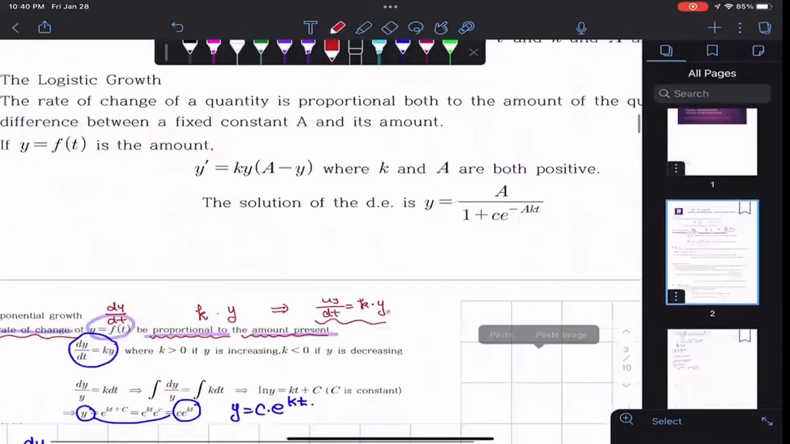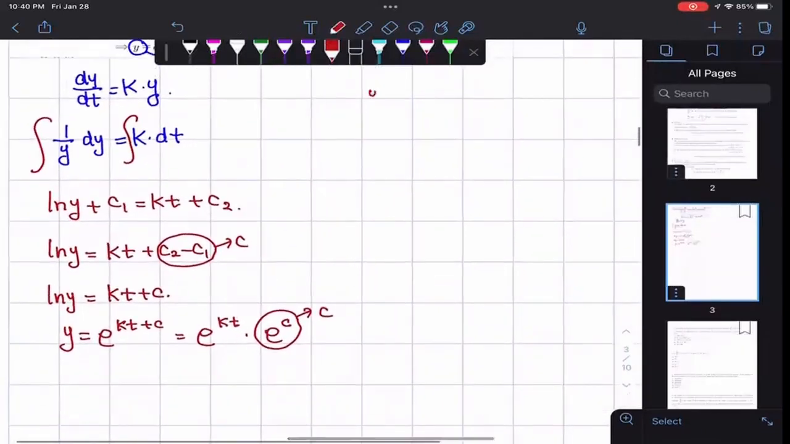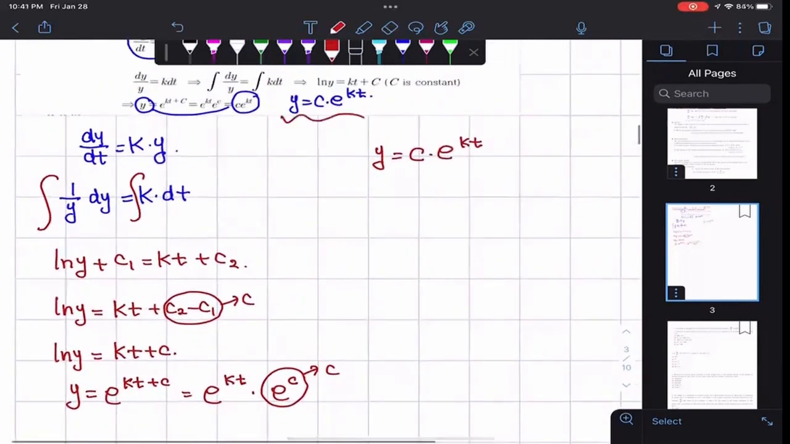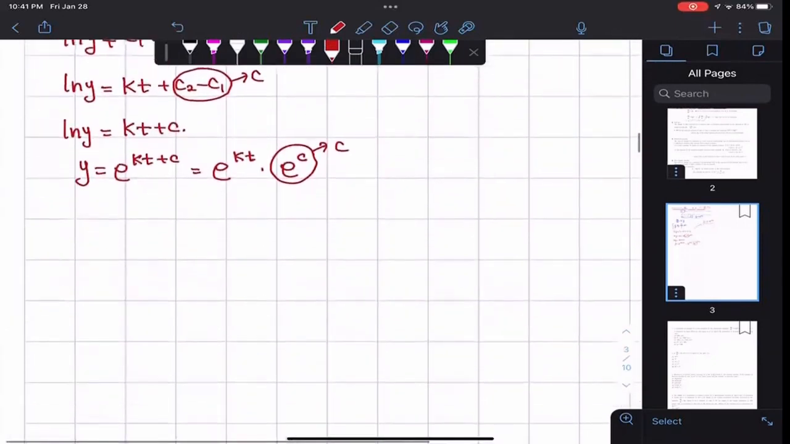So y equals c times e to the power of k times t. This is my goal, and I proved it. This process is important for solving problems related to exponential growth. So keep this process in mind and apply it to the problems.